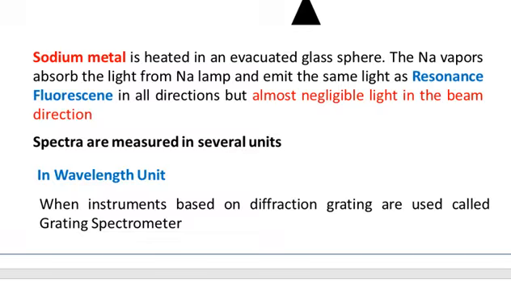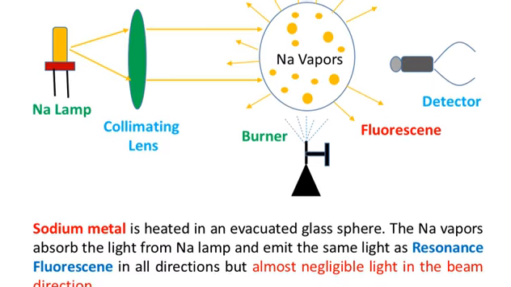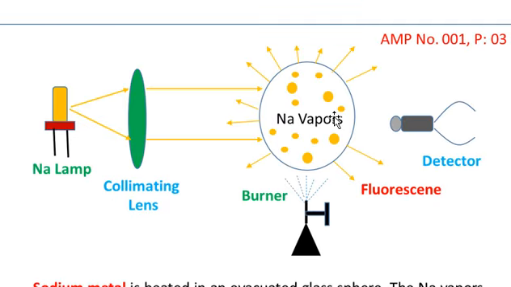Spectra are measured in several wavelengths. Now the question is, can we use this setup for an emission spectrum? Yes. Here you see that in the absorption spectrum, our detector is placed in the path of the beam. If this glass chamber is not there, then of course the light will directly illuminate the detector. But if you place this detector anywhere around this glass chamber, then you will detect the light which is emitted by this material, and that will be the case of emission spectroscopy.